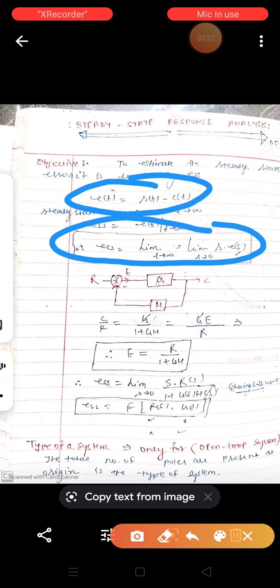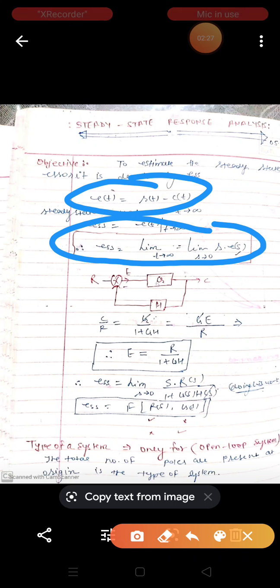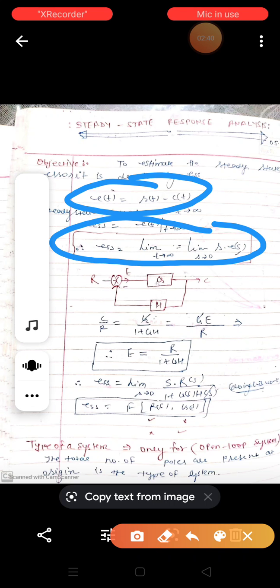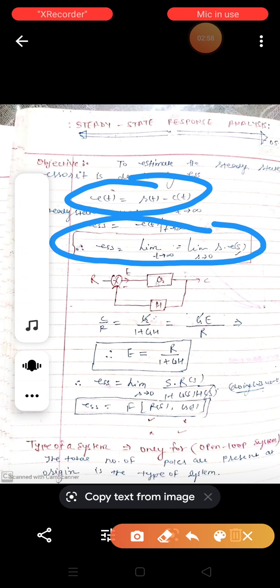To look at the function of steady state error, I take the canonical form of the closed loop diagram, the standard closed loop block diagram. In that, I got the transfer function as the ratio of output to input, that is G over 1 plus G into H. On simplification, I got the function in terms of error: E is equal to R over 1 plus G into H.